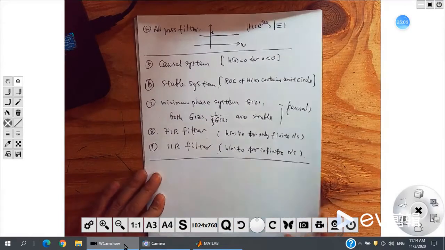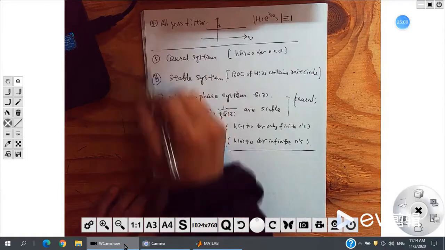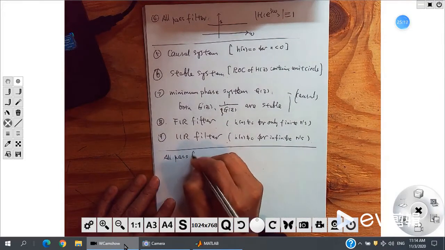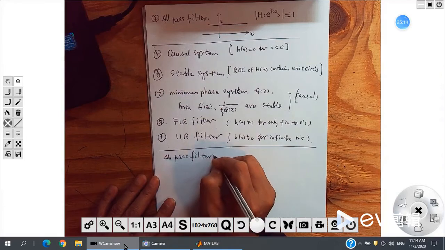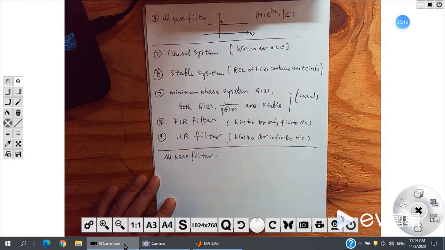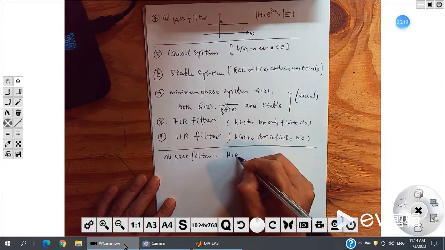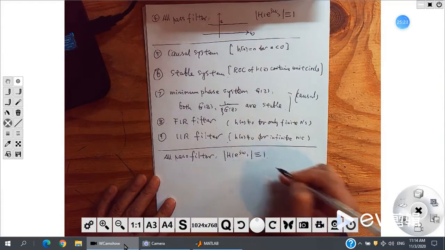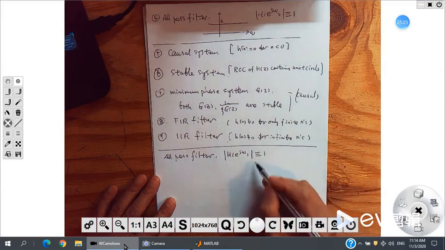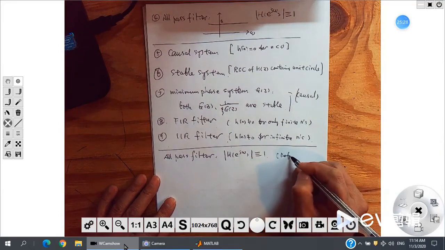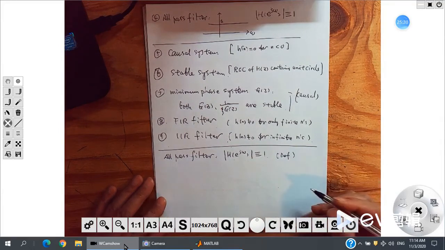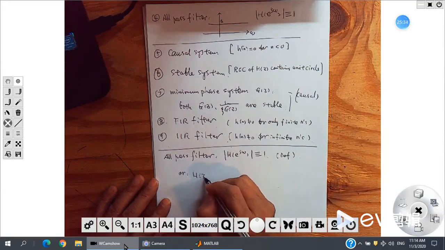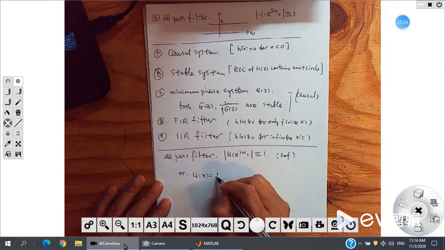Okay. And now let's consider the all-pass filter. All-pass filter means the magnitude of H of e to the j omega is always 1. This is the definition, right? And a usable form is, or we say, H of z equal to a ratio of polynomials.